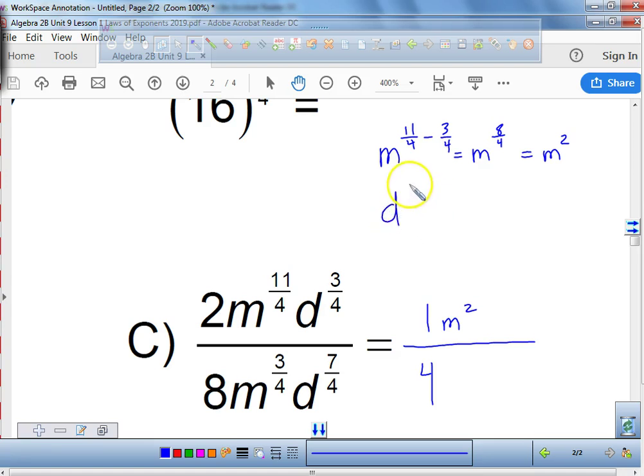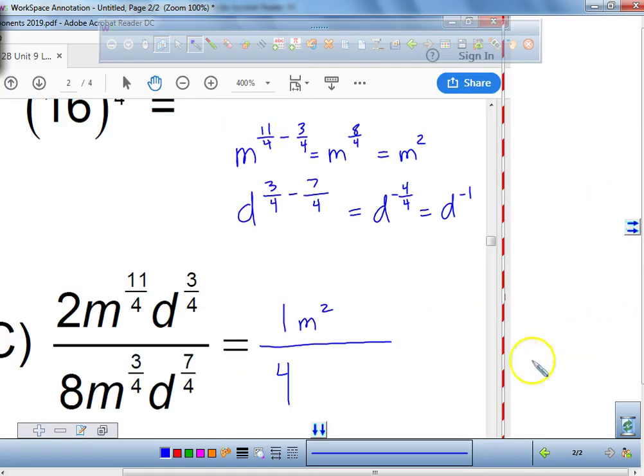Then this one's going to be a little bit trickier. We have 3/4, and what are we taking away? 7/4. All right, so let's take it away. What do you got? -4 over 4, which equals d to the negative 1. So I'm going to put right here d to the negative 1.